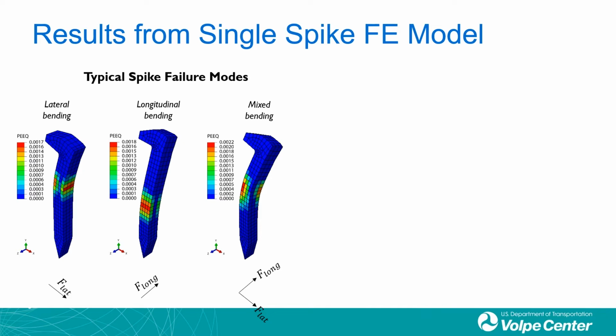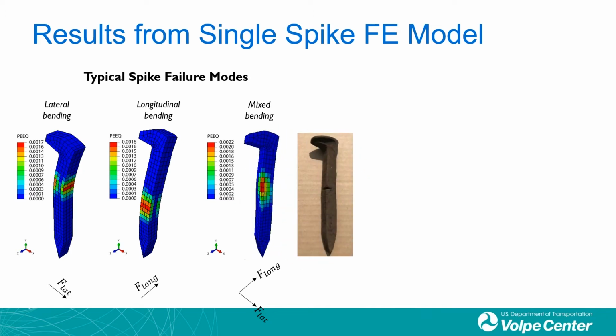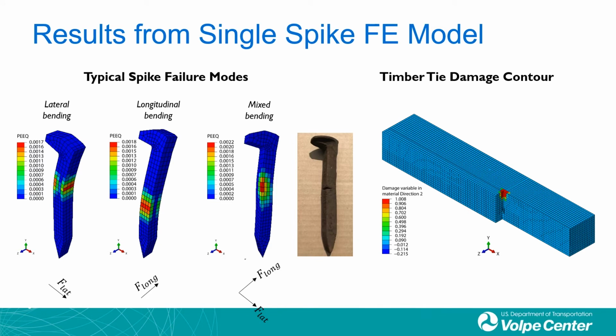Here is a spike that was about to break, found at the horseshoe curve. Comparing the actual spike with the combined bending failure mode, the failure mode and the breakage location are very close to each other. The figure on the right shows the wood damage by the end of the loading. The most severe damage of the tie is around the spike area on the top of the tie.